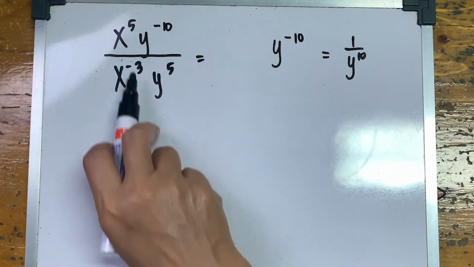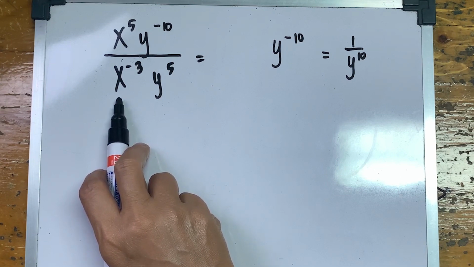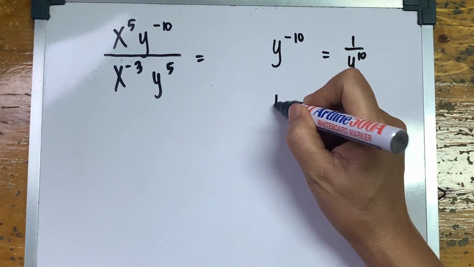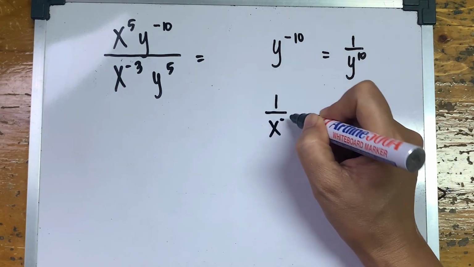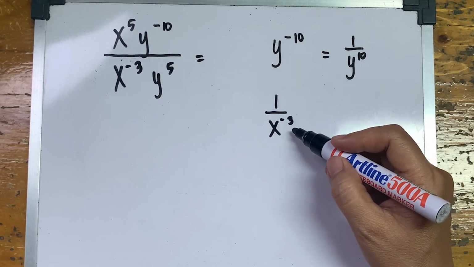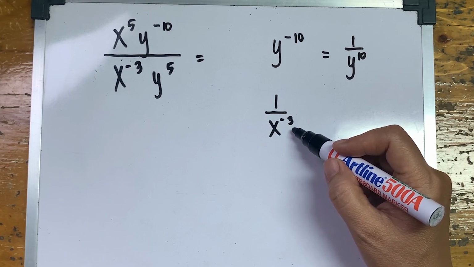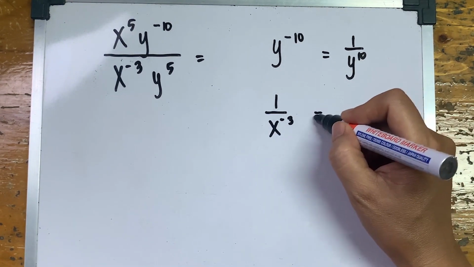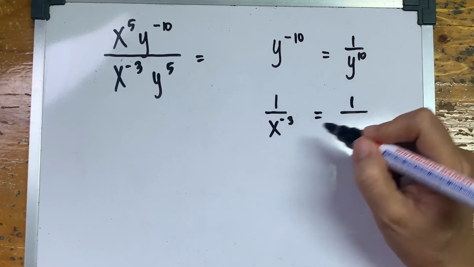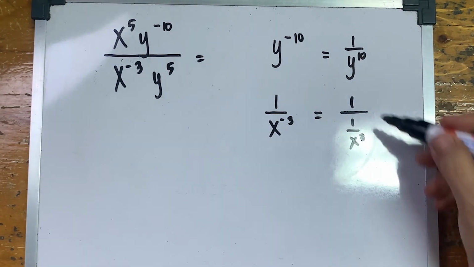Now, we have to work on this one. This time, the x variable is in the denominator. So it will be 1 over x to the negative 3. Again, we're working with a negative exponent. So for this one, we have to get the reciprocal in order for us to get a positive exponent. So for this one, it will be 1 over its reciprocal, 1 over x cubed.